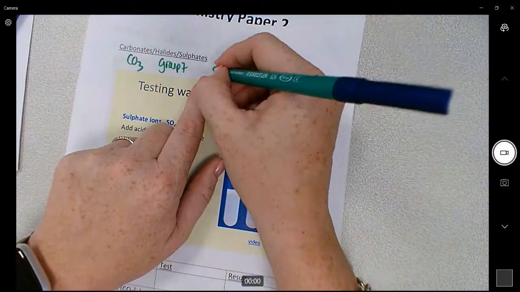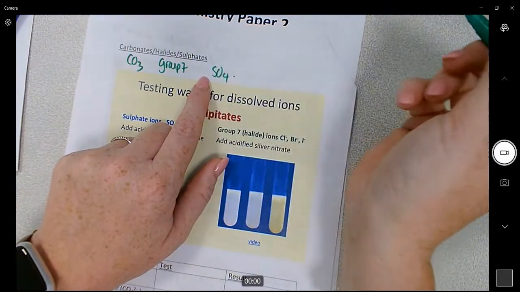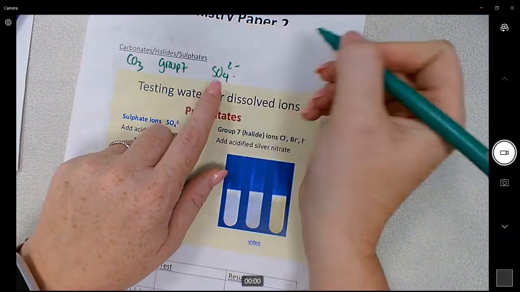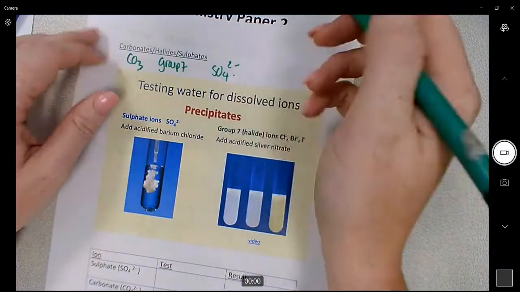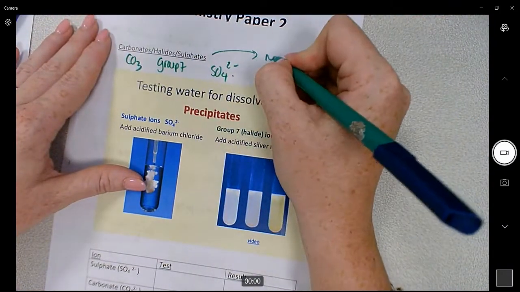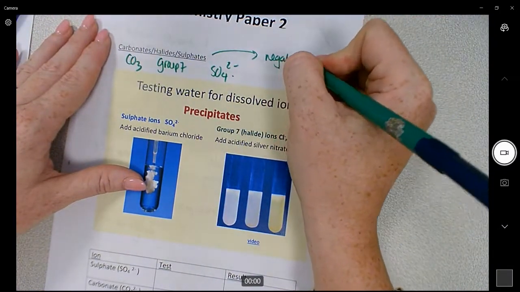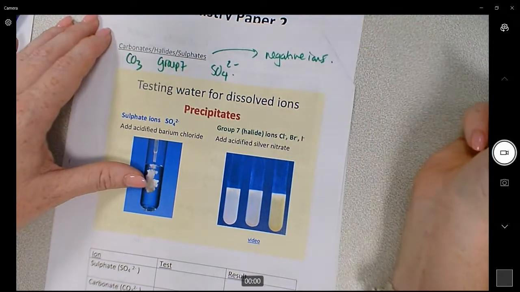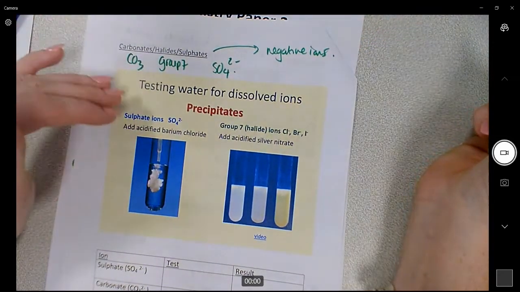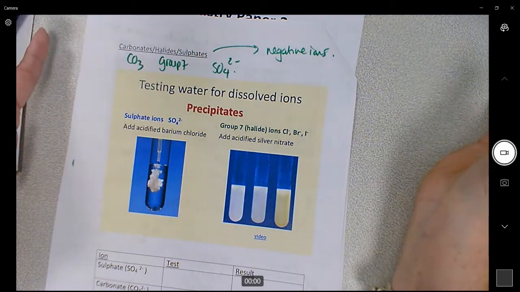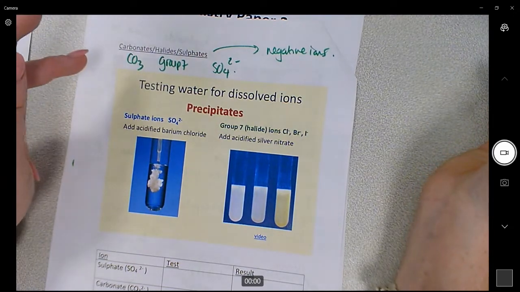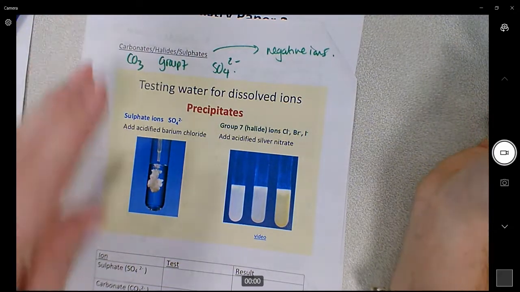And sulfates are SO4 2-. So we are in fact testing for our negative ions. So these are our negative ions that we're testing for. And they each have a different test, and again, you need to know what the test is and also what the colour is that is produced.